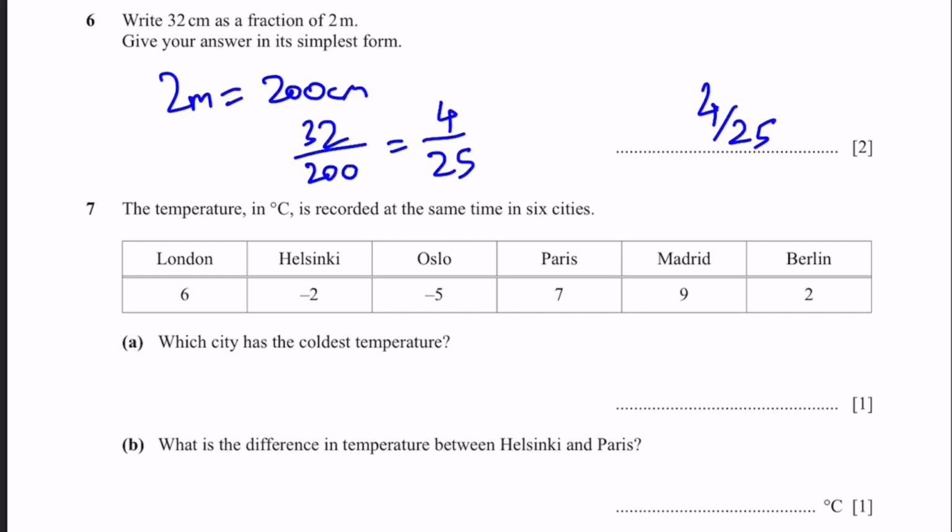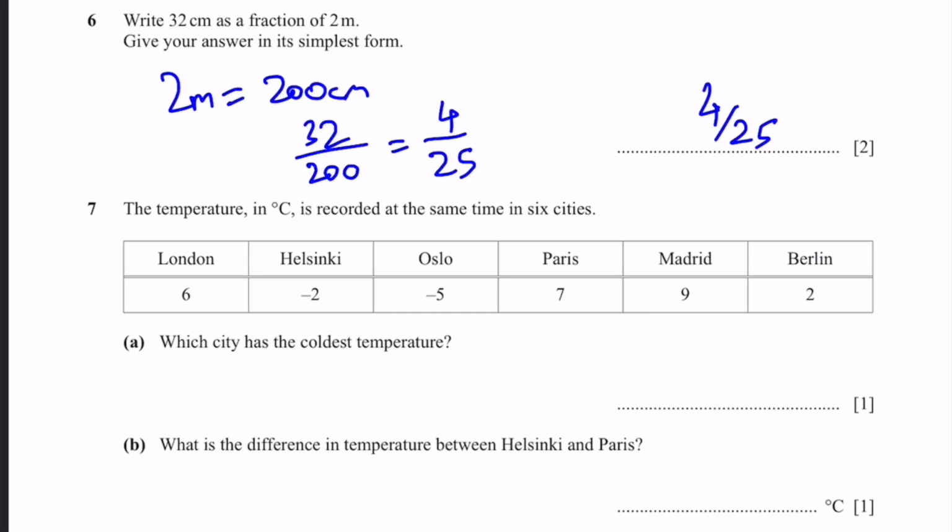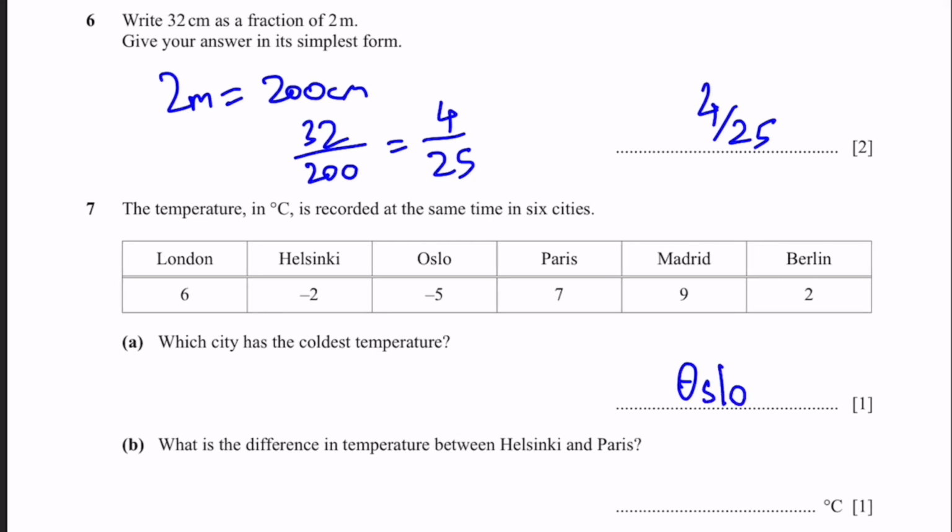Question 7. The temperature in Celsius degrees is recorded at the same time in 6 cities. A. Which city has the coldest temperature? So first we have two negatives. So one of these is the coldest. Which one is the coldest? It's actually Oslo because it's -5. So you can write Oslo as the answer.